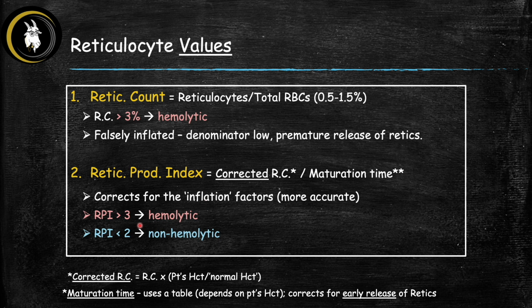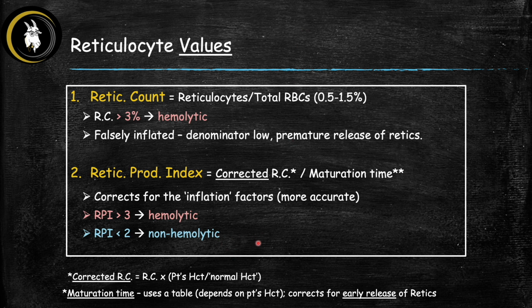So an RPI greater than 3 is hemolytic, and an RPI less than 2 is non-hemolytic, and if it's in between 2 to 3, then it's going to be in a gray zone, and you'd need to use other clues to figure it out, but it would be very, very unlikely you'd get something like that on a test question. Usually they're very clearly either above 3 or below 2.